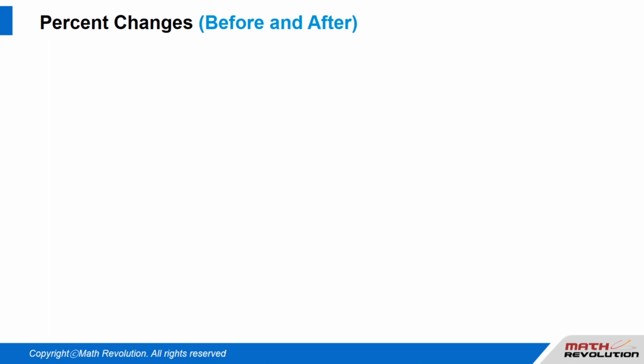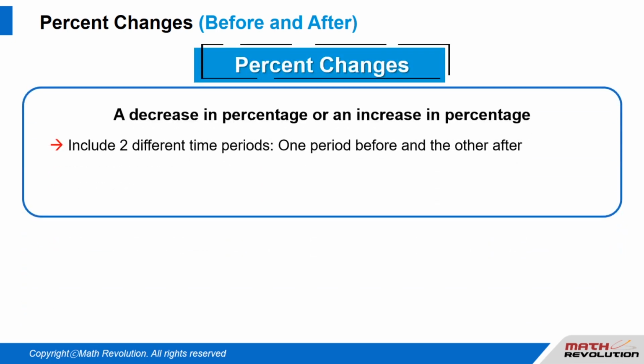In this video, we'll be talking about percent changes between before and after. Definition of percent changes. Percent change can mean a decrease in percentage or an increase in percentage. It always includes two different time periods, one period before and the other after. Percent change problems are very common on the GMAT and useful in real life, so make sure you understand this.